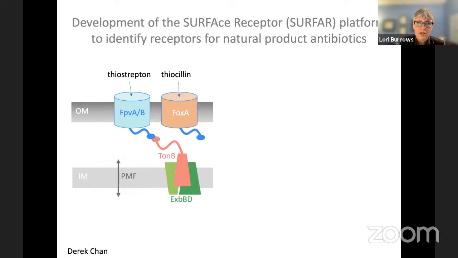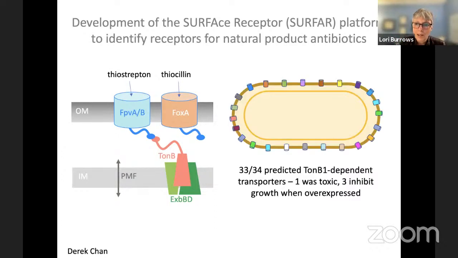So Derek decided to expand this idea and developed what he calls the SURFR platform, SURFR for surface receptor, right? We looked in the genome of Pseudomonas and found 34 different predicted TonB-dependent receptors. He cloned each one of those individually into an arabinose-inducible vector. One of them was toxic when he tried to clone it, so we couldn't use that one. And 3 of them, when you overexpress them, can make the bacteria sick, so we keep the arabinose concentration low.